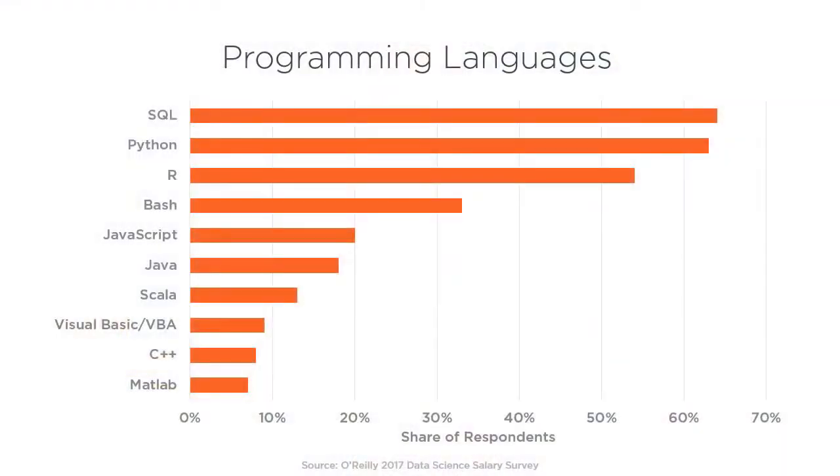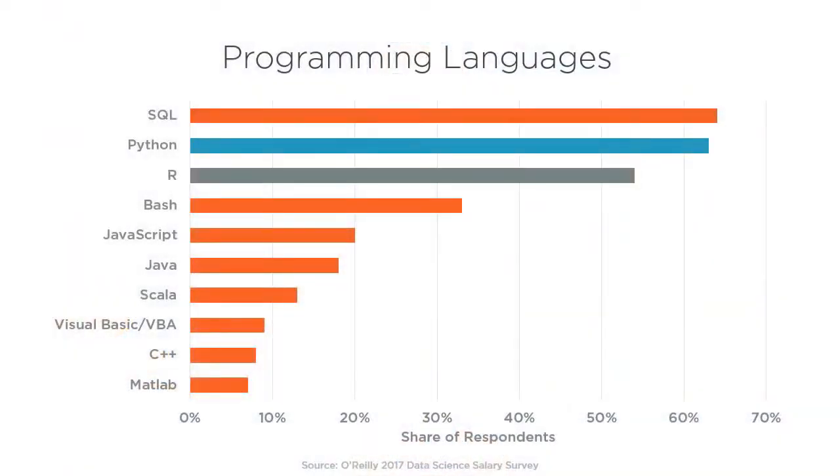So what tools are used to perform data science? For programming languages, the most popular language is SQL, or Structured Query Language. SQL is a very important language in data science because of how much time data scientists spend exploring, transforming, and cleaning data. Next, we have Python followed by R.